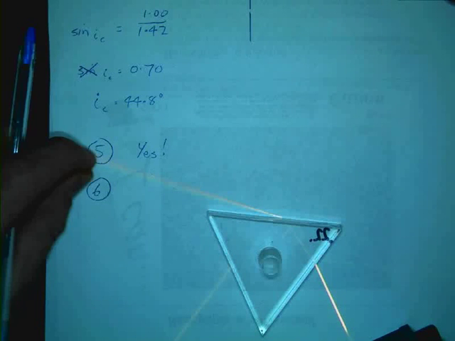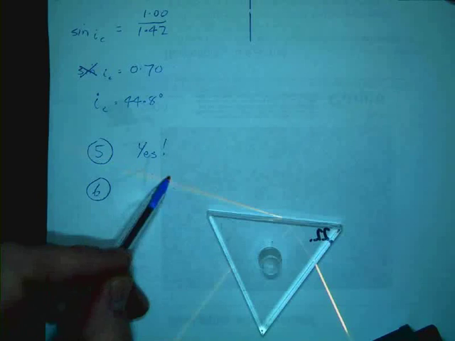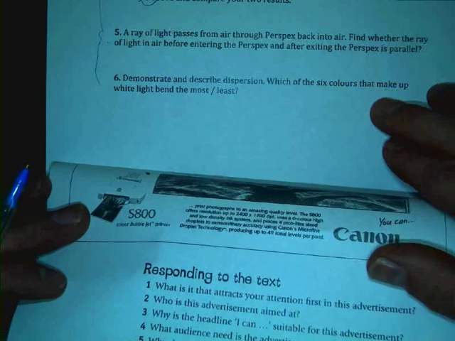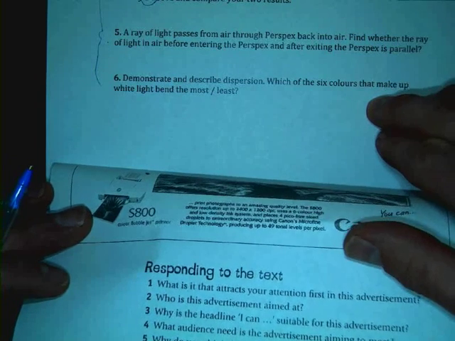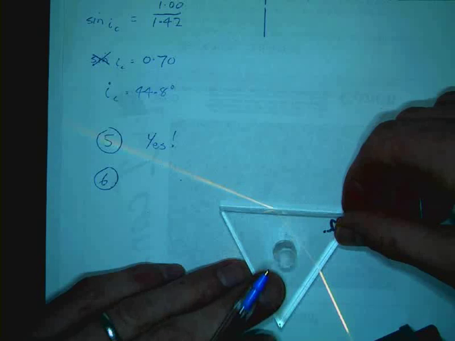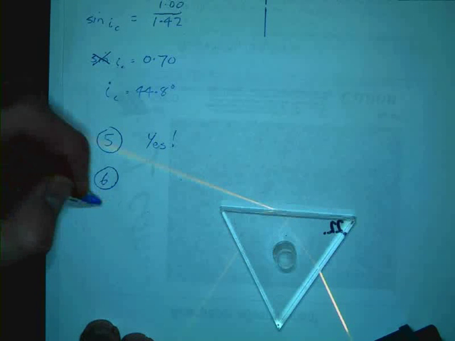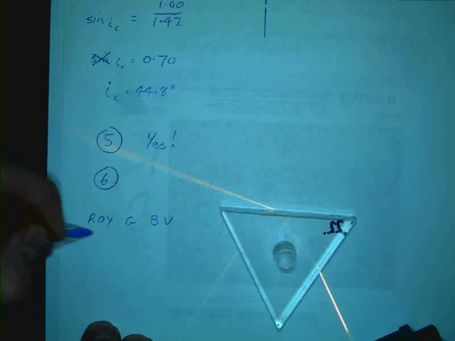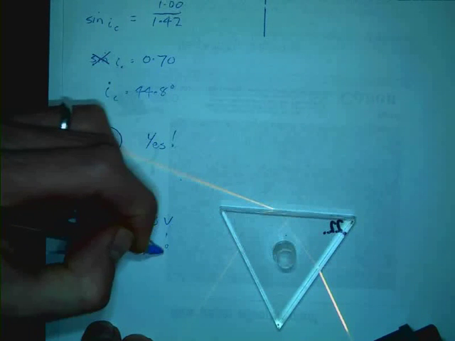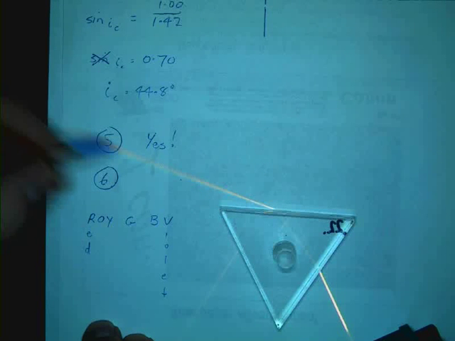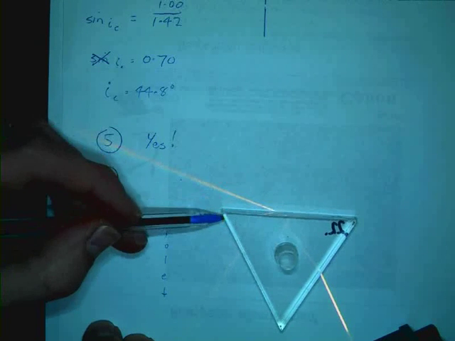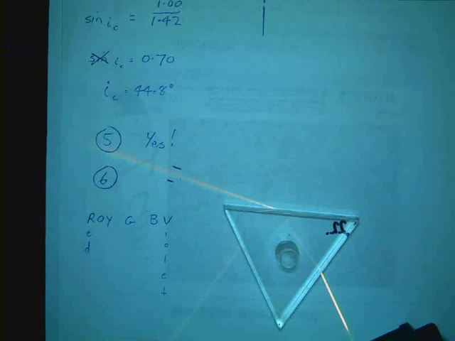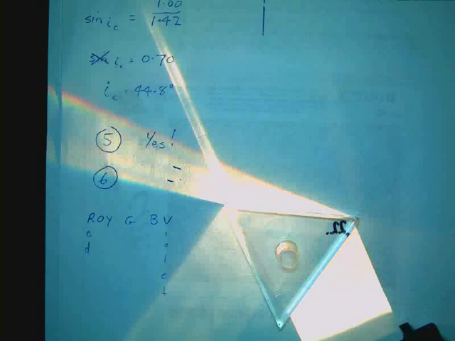And if we're able to funnel them back in together, we'd get white light if we were able to get these to all converge back in together. Which of the 6 colours that make up white light bend the most and bend the least? Well, it's pretty easy to see. We know that our colours are ROYGBV. So we've got red on one end, violet on the other. Well, we can see that violet's down here bending the most and red's up here bending the least.